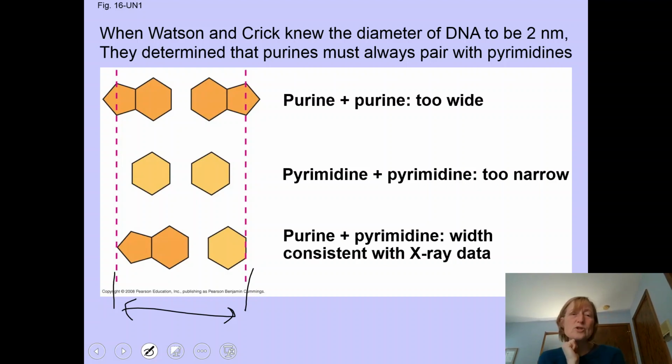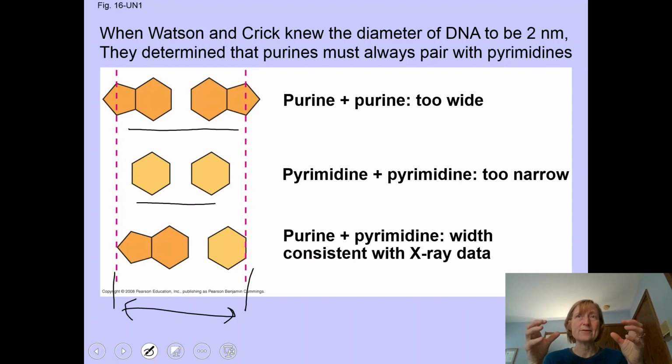So if we put two purines, that's the A and the G, together, then they'd be too big. The strand would be too wide. If we put two pyrimidines together, that's the T and the C, then the strand would be too narrow. But aha, we've found it just right. We have one purine and one pyrimidine. And now we've got the perfect width for this molecule of DNA.